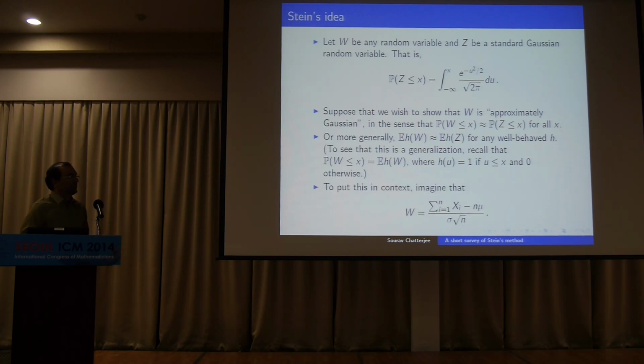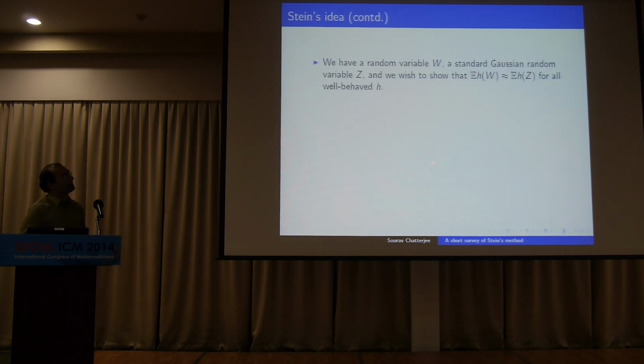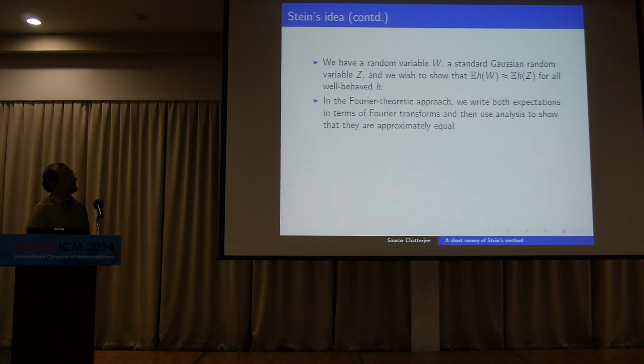Okay. And to put this in context, imagine that W is this thing that I showed in the previous slide, a normalized sum. So if you have this W, imagine it's close to a Gaussian and you want to show this. Okay, so that's the setting.